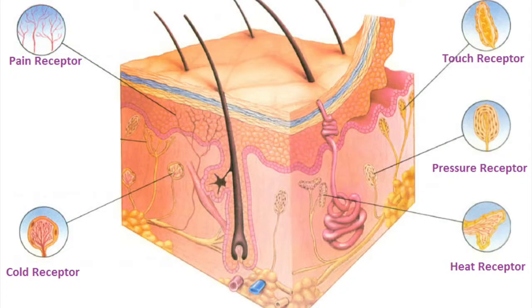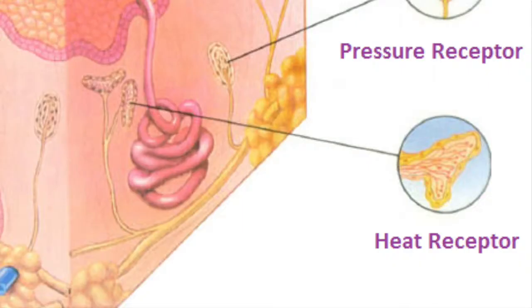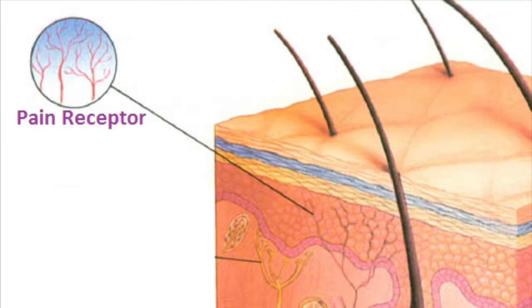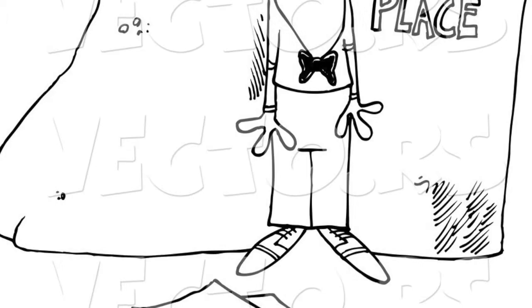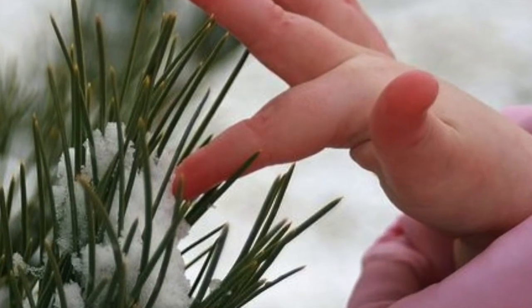The thousands of nerve endings in the skin respond to four basic sensations: pressure, hot, cold, and pain. But only the sensation of pressure has its own specialized receptors. Other sensations are created by a combination of the other four.